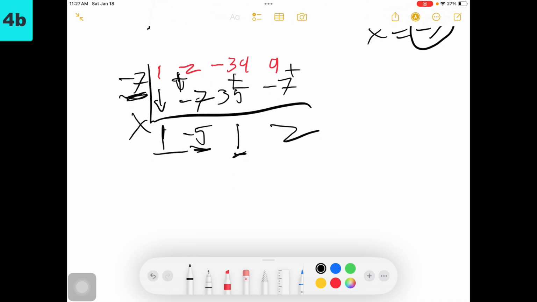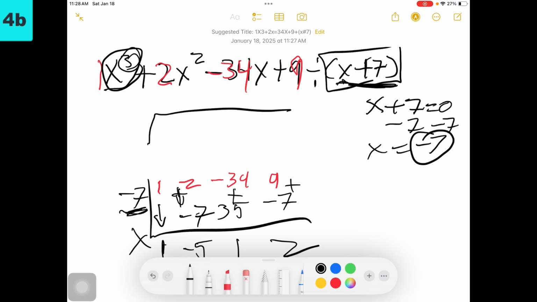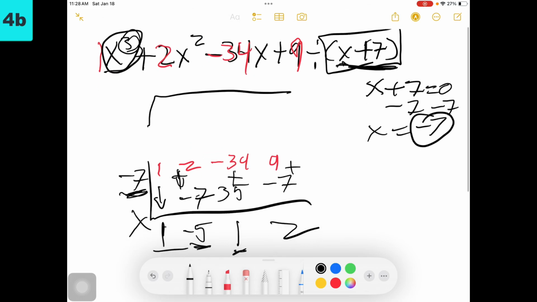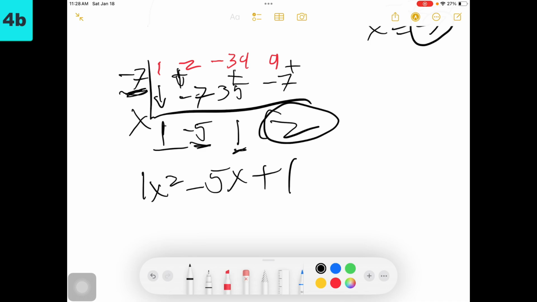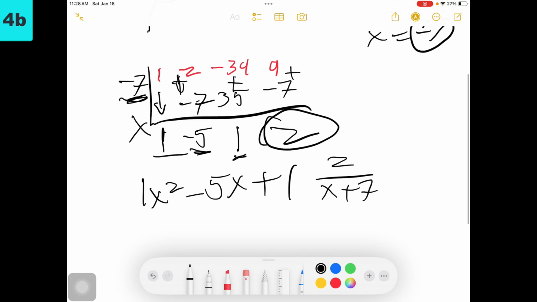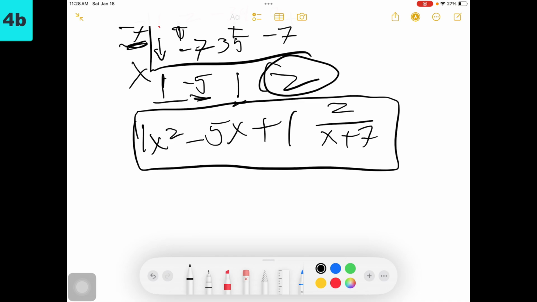And this is basically your answer, except you have to add back the x's and the degrees. So to do this, you look at the first one, which is a 3. And you kind of just skip that one. So you go with the 2. So 1x squared minus 5x plus 1. And this 2 happens to be a remainder. So it'd be 2 over x plus 7, because that is our original one. And this is your answer and how to do synthetic division.